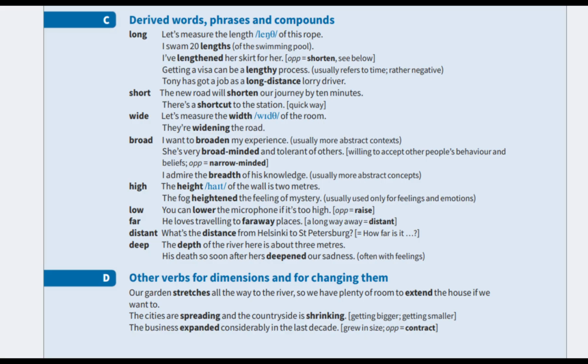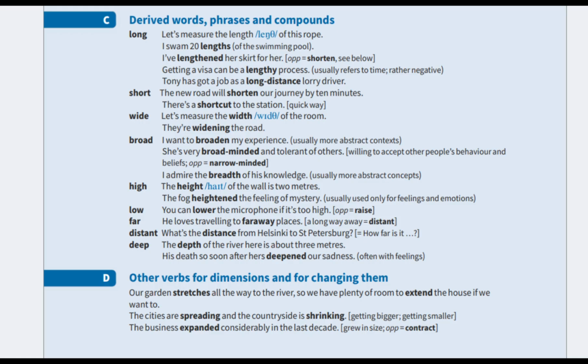Words derived from deep. The noun related to deep is depth. For example, the depth of the river here is about 3 meters. The verb deepen means to make something deeper or stronger. It is often used when talking about feelings. For example, his death so soon after hers deepened our sadness.